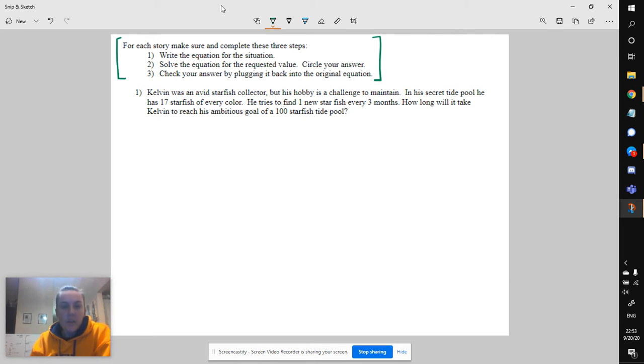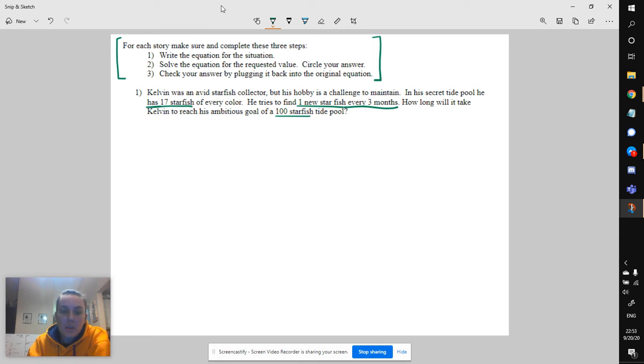Okay, let's just go. Number one, Kelvin was an avid starfish collector, but his hobby is a challenge to maintain. In his secret tide pool, he has 17 starfish of every color. Nice. He tries to find one new starfish every 3 months. How long will it take Kelvin to reach his ambitious goal of 100 starfish in a tide pool?